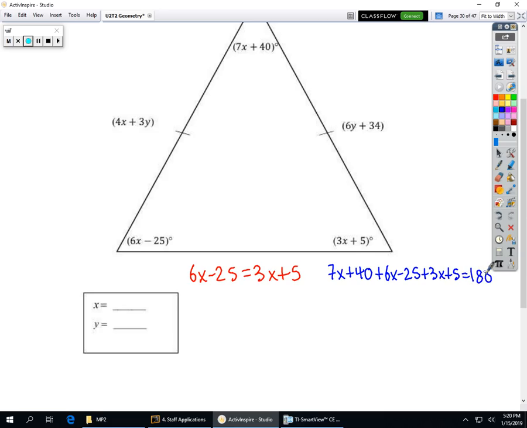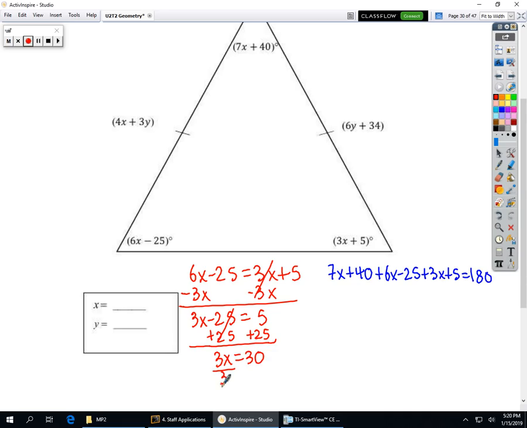So you could have done this one. This is a lot of work. I'm just going to work on this one here. Your first step should be, I don't need two x's, so I'm going to subtract the 3x from both sides. These cancel. 6x minus 3x is 3x, minus 25 equals 5. Add 25 to both sides. Then I get 3x equals 30.